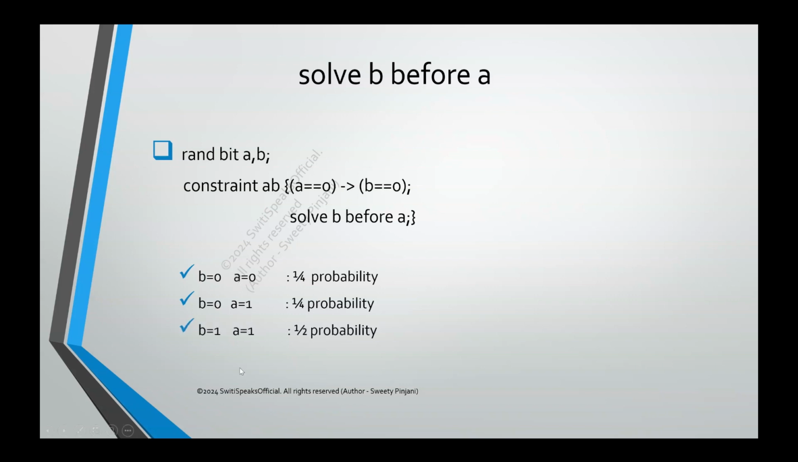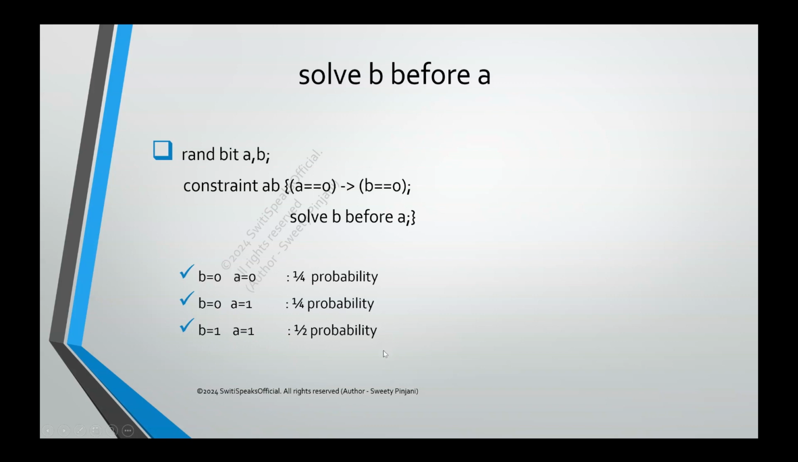So here if you see, whenever B equal to 1, A will be only 1, because B equal to 1 is not possible when A equal to 0. B equal to 1 is not possible because of this constraint. That is why this particular constraint, which is B equal to 1, A equal to 1, is taking half probability.